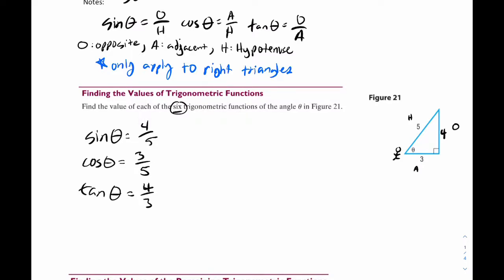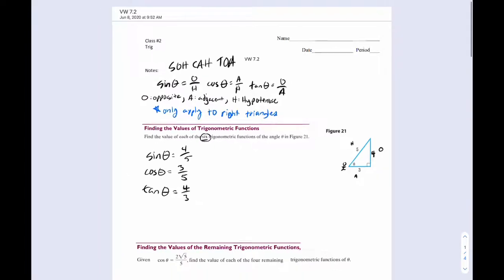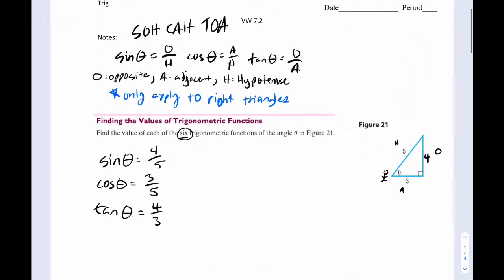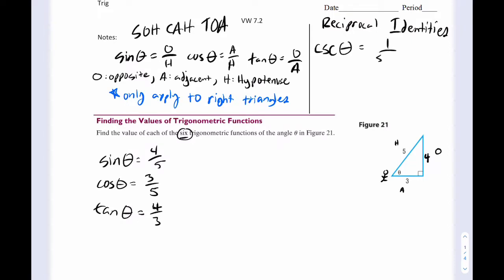Now notice how that's only 3 functions. We need 6. So the other 3 you're going to learn today, let's go back to the top here. These are called the reciprocal identities. The first one is cosecant. So you're going to write CSC. That is the reciprocal of sine. And again, that's pronounced cosecant.